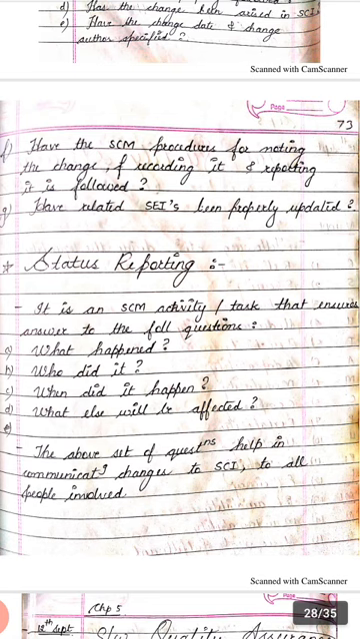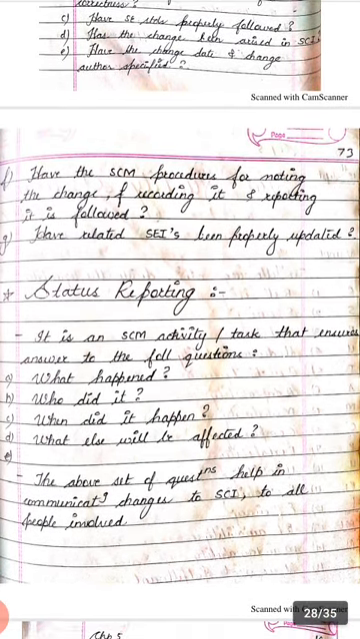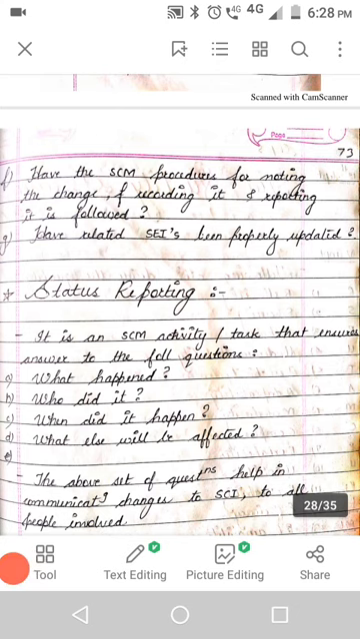What else will be affected after making these changes? Are there any other changes required? What are the other things that are going to be affected? The above set of questions helps in communicating changes to the SCI, that is software configuration item, to all people involved, to all the stakeholders involved.